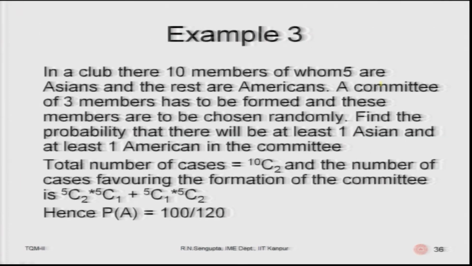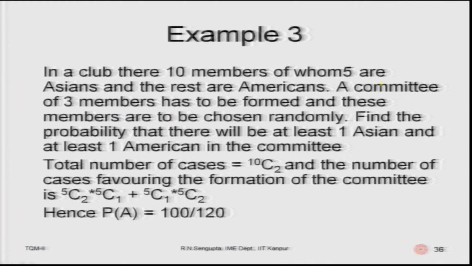In a club, consider there are 10 members of whom 5 are Asians and the rest are Americans. A committee of 3 members has to be formed and these members are to be chosen randomly. Find the probability that there will be at least one Asian and at least one American in the committee.